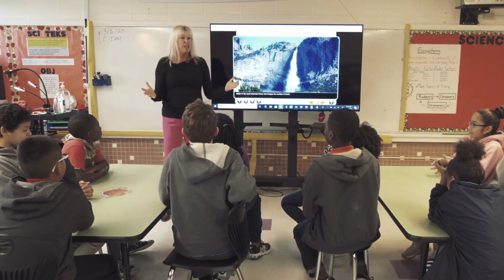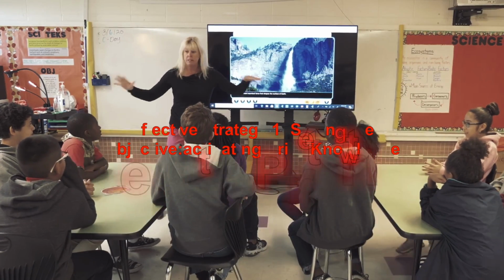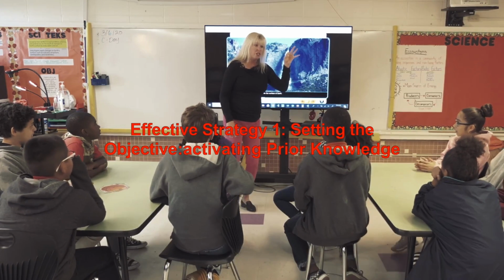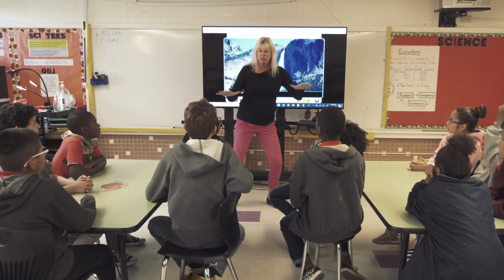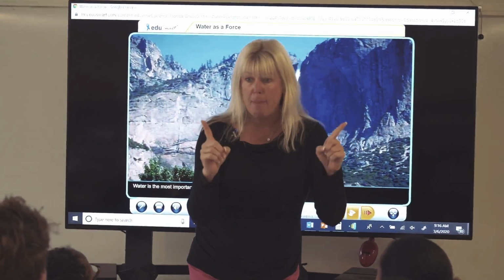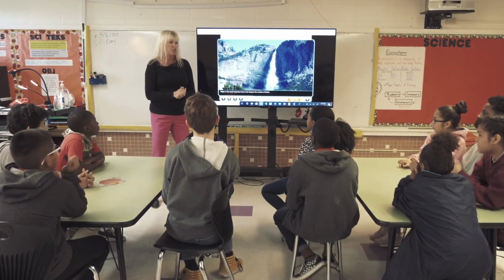So today we are working on slow changes to the earth. Now what's the opposite of slow? Rapid. And there's 3 rapid changes you already know: volcanoes erupting, the earth quaking, and land sliding. But those are rapid. Today we are going to reinforce slow changes to the Earth's surface.